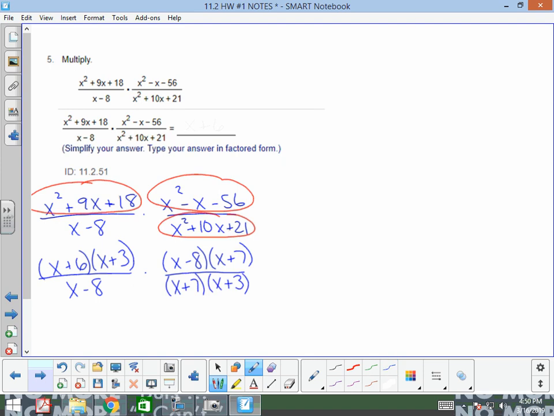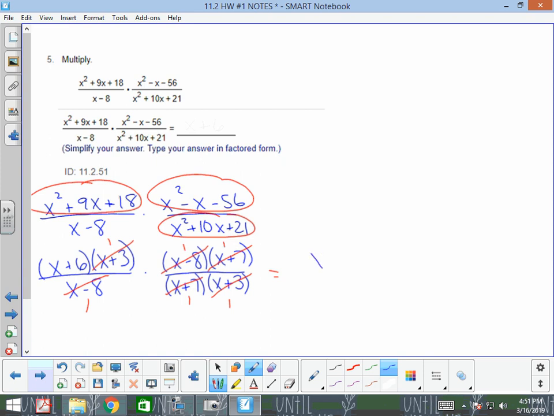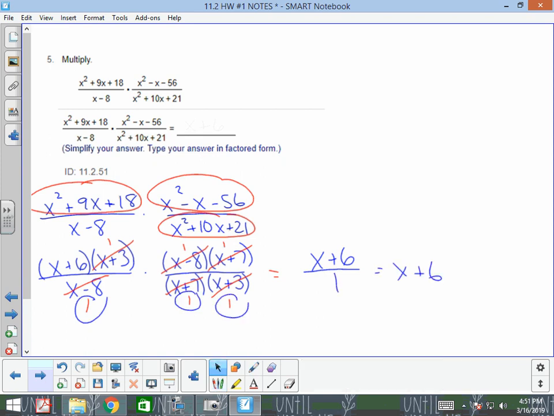Now, I can cross reduce and I can also simplify in one fraction. So I'm just simplifying. Let's see, x minus 8 cancels out this x minus 8. X plus 3 cancels out this x plus 3. And this x plus 7 cancels out this x plus 7. So we can cancel and reduce in the same fraction, or in different fractions. So everything cancels. Remember, when it cancels, it becomes ones. So in the numerator, I have x plus 6 times 1 times 1 times 1, which is x plus 6. In the denominator, I have 1 times 1 times 1, which is just 1. So that simplifies to x plus 6.